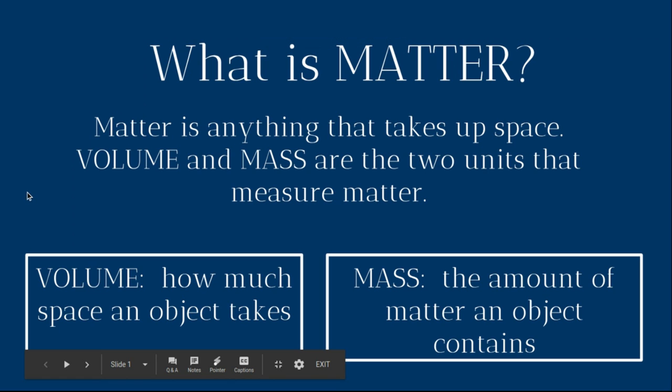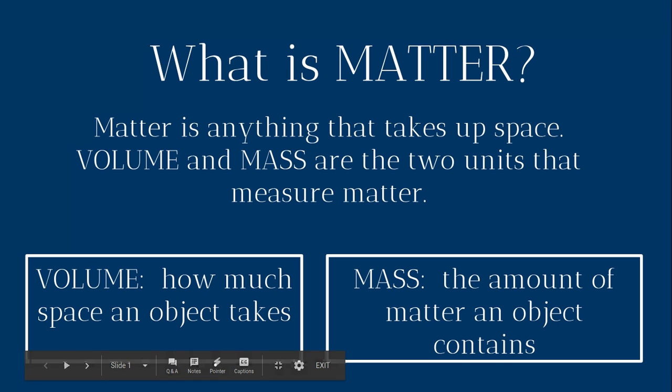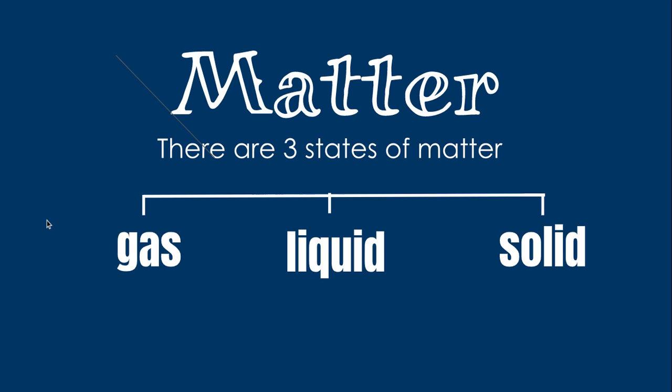Let's talk about matter. What is matter? Matter is anything that takes up space. Volume and mass are the two units that measure matter. Volume is how much space an object takes, and mass is the amount of matter an object contains. The three states of matter are gas, liquid, and solid.